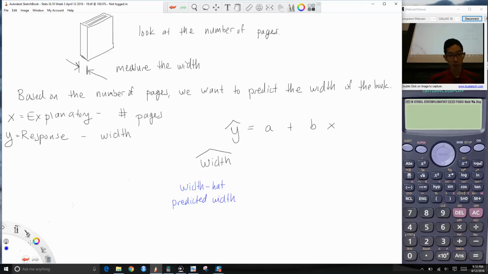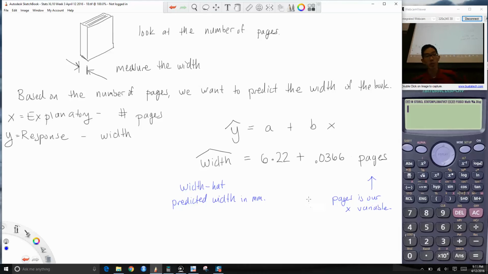So what I'm predicting the width to be is equal to, and here I'm just going to throw in some numbers, 6.22 plus 0.0366 times pages, where pages represents our x variable. Does that make sense? All right, and so this is our predicted width, technically in millimeters.